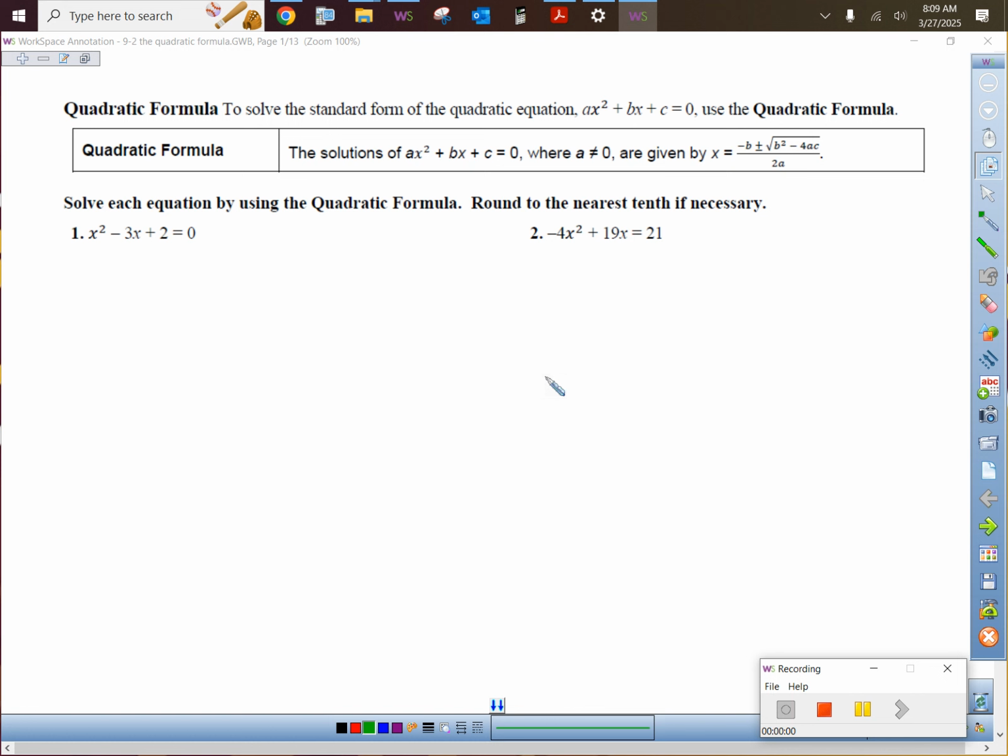So today, lesson 9.2, solving quadratics. This is the last possible method. It's called the quadratic formula, and here's the coolest thing about it: it works every time. Every single quadratic equation can be done.